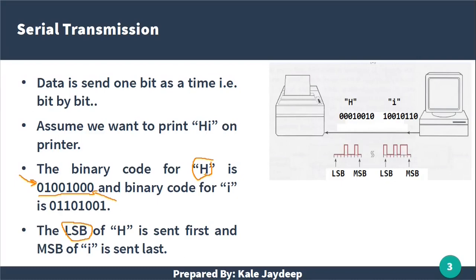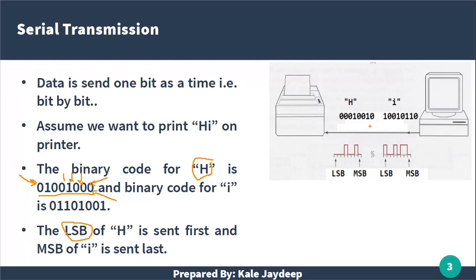So the serial transmission of this letter H will start from this LSB. In other words, this binary code of H will be transmitted in reverse order. Reverse order means the transmission will start from this 0. First this 0 will be transmitted, then this next 0, then this next 0, then the next one will be transmitted.